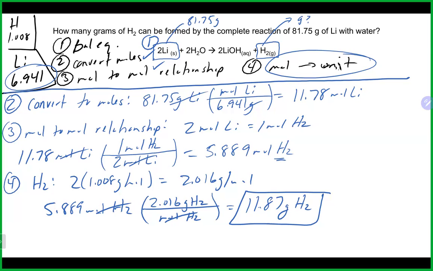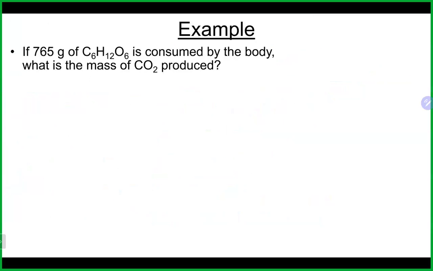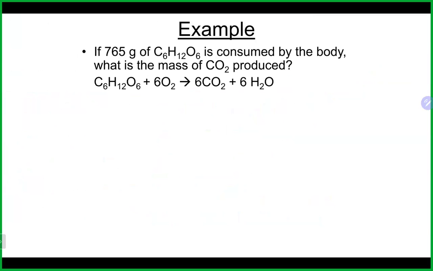All right, let's try maybe some more here. Just make sure. All right, so we got this equation here. If we started with 765 grams of C6H12O6, how many grams of CO2 would we produce? So carbon is 12.01.